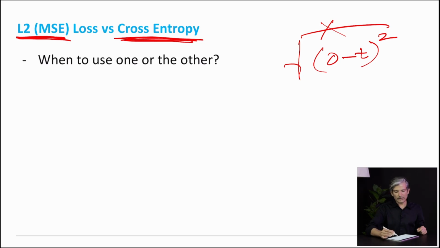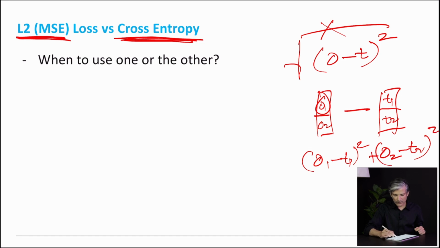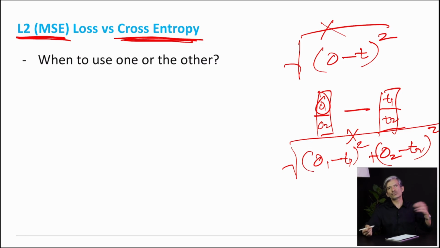So what does it mean? If your output vector is, say, O1, O2, and the target is T1, T2, then it becomes O1 minus T1 the whole square plus O2 minus T2 the whole square, and then you can have the under root, but you can also ignore the under root because then you can just call it the square of the L2 loss.